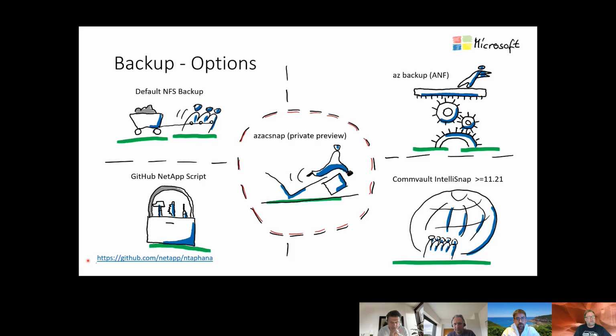Then customers are still using the NFS backup, so the traditional HANA backup is also used. And then, as mentioned last time, there's also a GitHub script from NetApp available, which comes with no support, but this tool also creates an application-consistent snapshot. But let's go back to AzAcSnap, because this is our tool where Microsoft also guarantees the support. And another very important topic is that this is free of charge.